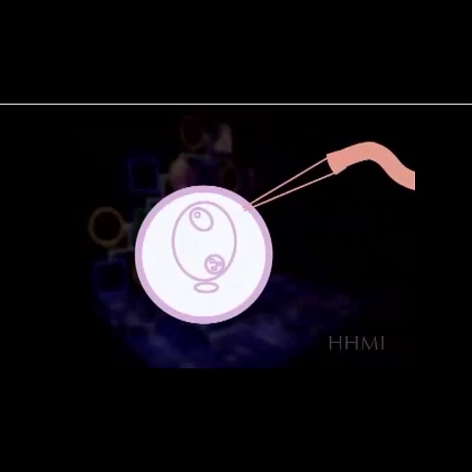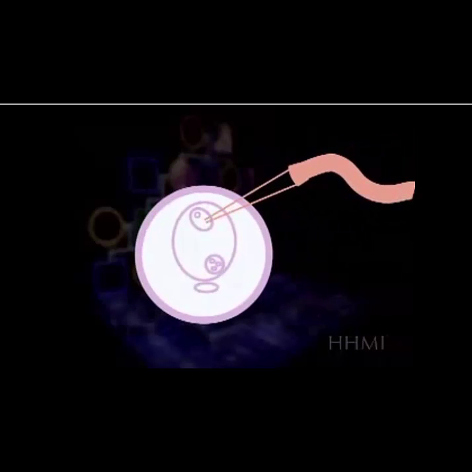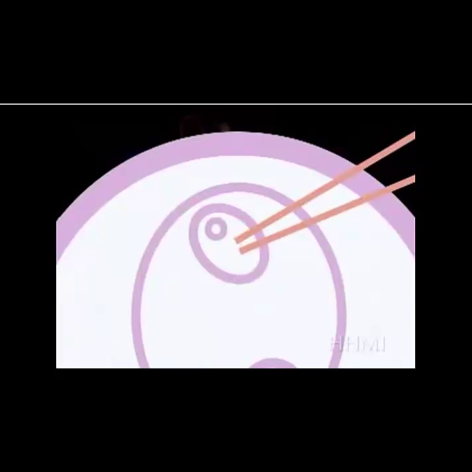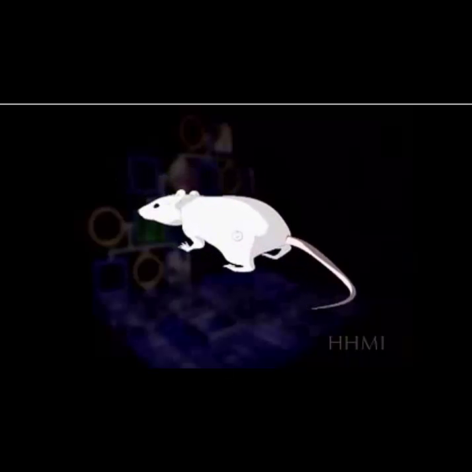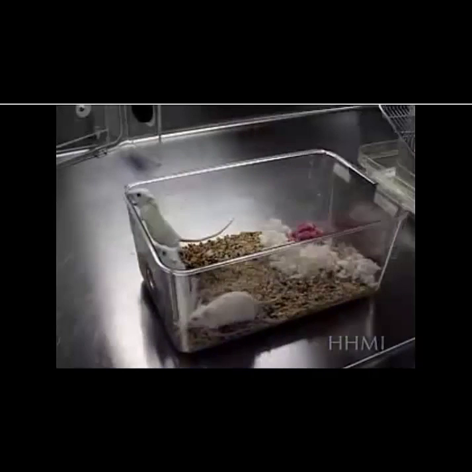Under the microscope, a sharp micropipette is guided to penetrate the male pronucleus, and the transgene DNA inside the micropipette is injected. These eggs are then implanted into a foster female mouse, and the pups are born 3 weeks later.